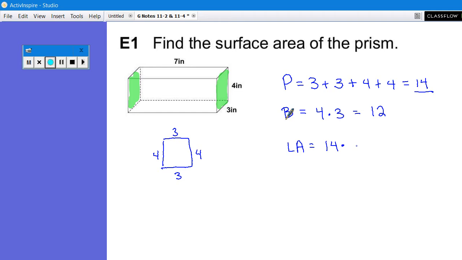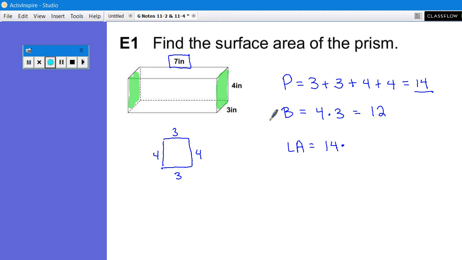Now, this is something you need to listen to. Guys, height does not mean that it goes up and down. Height means the distance between the two bases. We mark the left side and the right side as our bases. The distance between those two is going to be this 7 inches that is up here on the top. That is going to be the height of my prism.